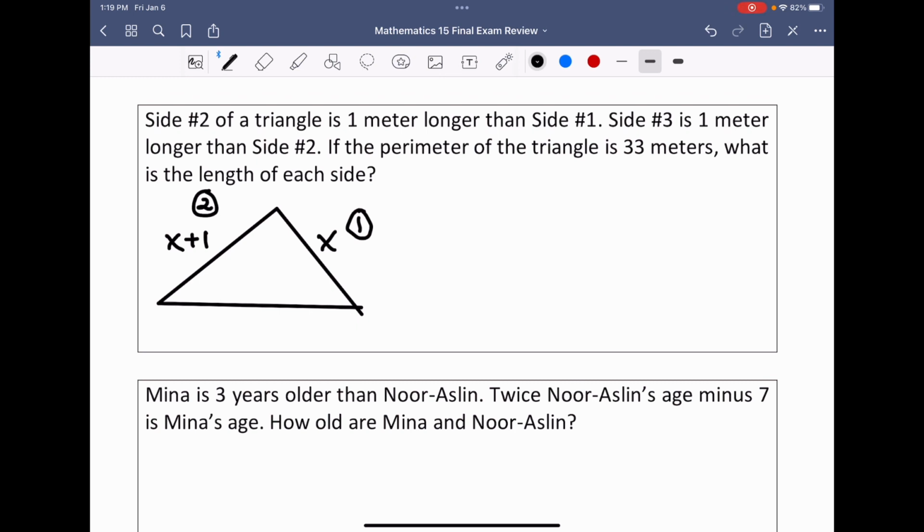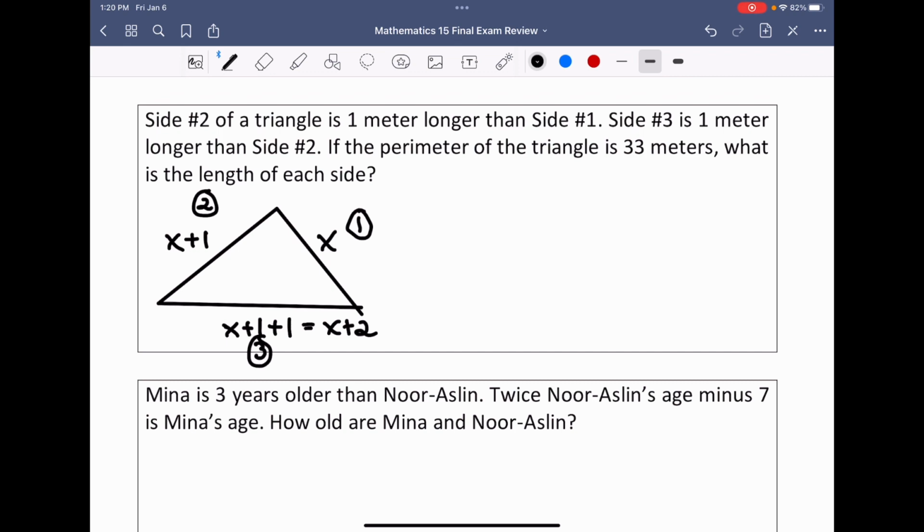if side 3 is 1 meter longer than side 2, what is that technically saying? Well, this is side 3. It's saying we have x plus 1, which is side 2, plus 1. Well, what is that equal to? It's x plus 2. Now, oddly enough, that describes consecutive integers as well. So we shouldn't be surprised if we see consecutive integers as our values for the perimeter here.